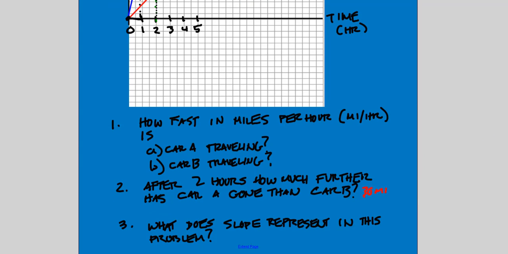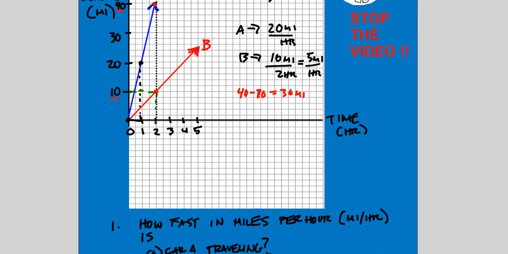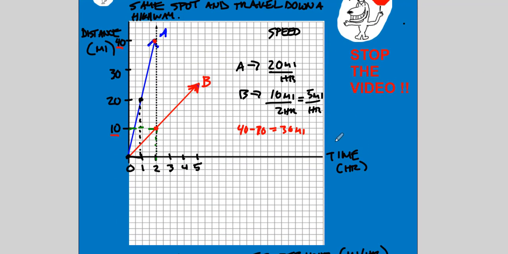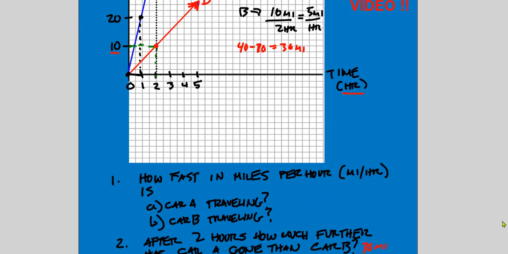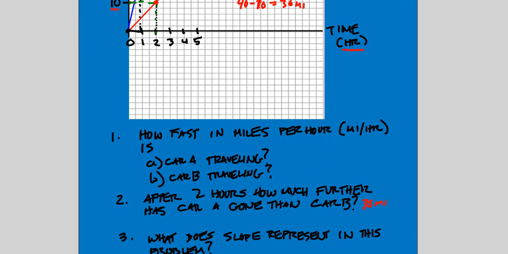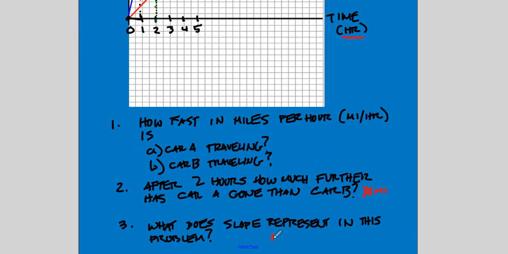And again, what does the slope represent in this problem? Well, it represents vertical change divided by horizontal change. So that's miles per hour, which we often call velocity or speed.